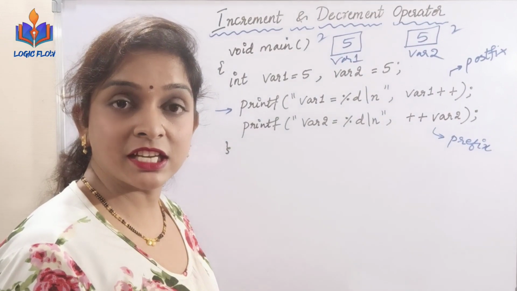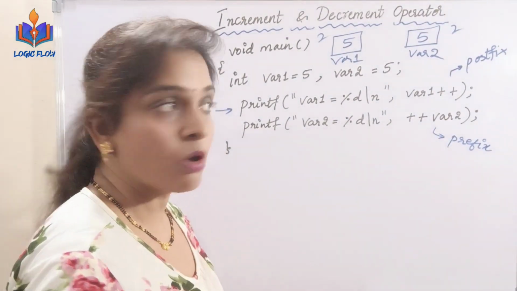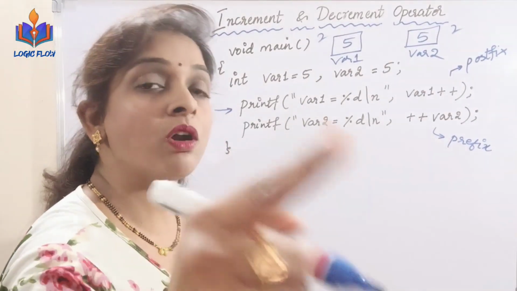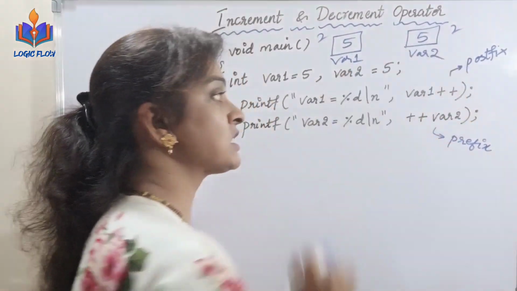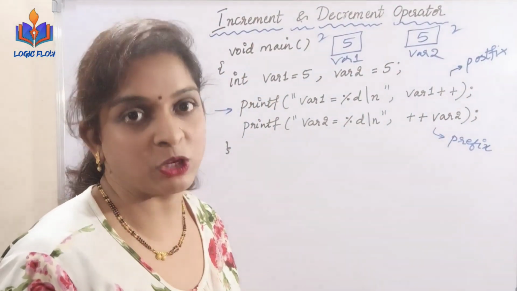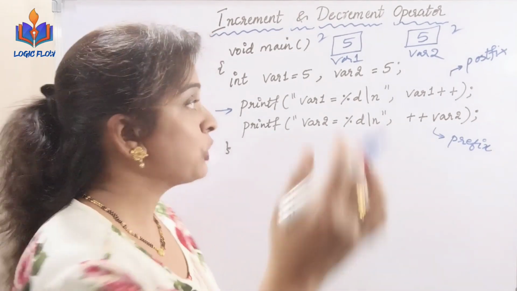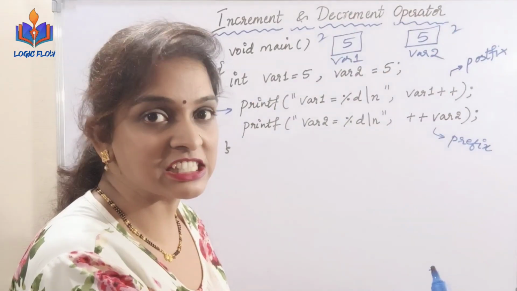Again, the compiler is in a confusion whether to do the printing operation first or the increment operation first. Then it will go to check what kind of operator it is. It checks and finds it is a postfix increment operation. Post means what? Afterwards. So it says you do the printing operation first and then you increase the value.